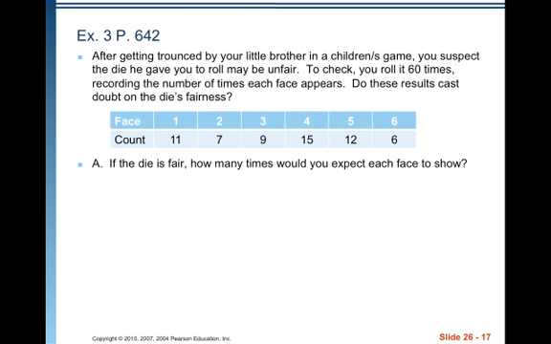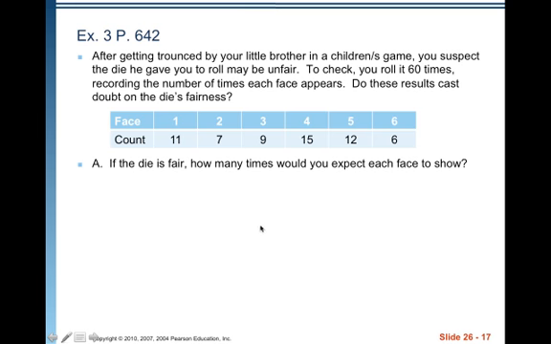After getting trounced by your little brother in a children's game, you suspect the die he gave you to roll may be unfair. To check, you roll it 60 times, recording the number of times each face appears. Do these results cast doubt on the die's fairness? Okay, so here we've got each face of the die, 1, 2, 3, 4, 5, and 6. Those are the possible outcomes. And here's the count out of 60 rolls.